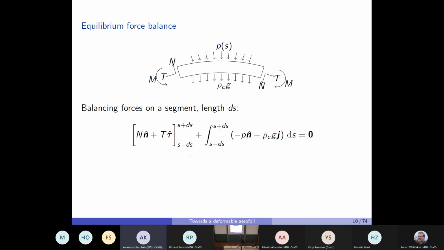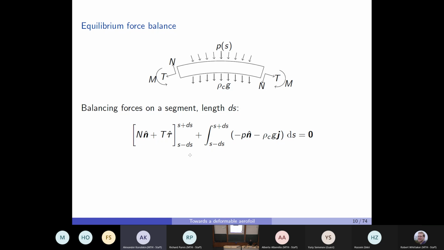Little rho c is going to denote the density of the cell wall material, and later rho is just going to be the density of the fluid that we're putting this thing into. So the forces here are the pressure, there's the weight of the portion of the segment, and then there is a tension, capital T, a normal force, capital N, and a bending moment, capital M.